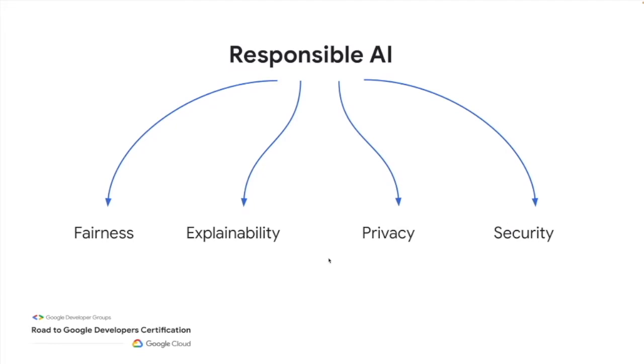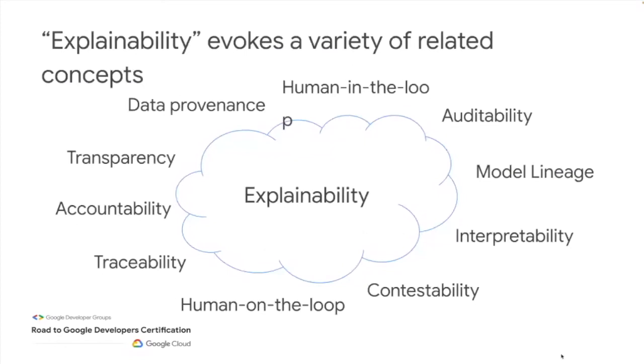Yes. So fairness, understanding the reasons behind a model's predictions can help ensure that the models are treating all users fairly. And then explainability, understanding how and why a machine learning model is making predictions, helps us be able to do controls like that. And then explainability evokes a variety of related concepts.